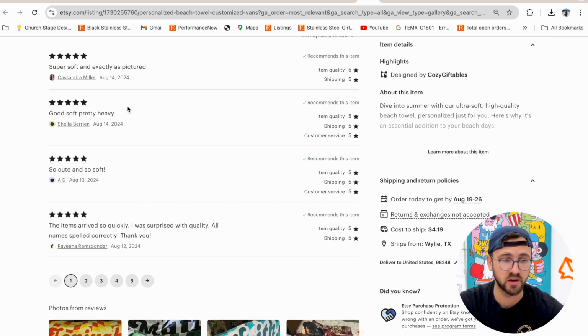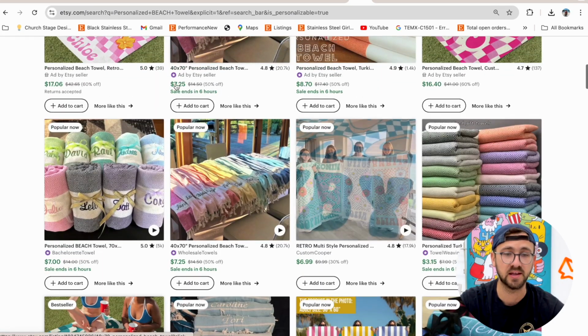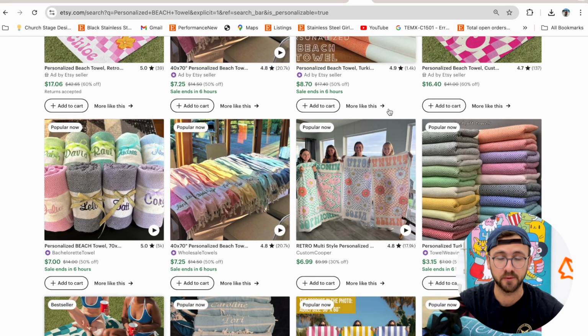Most recent, sure enough, same thing, 14, 14, 13. So this is great. What this tells me is that a lot of these people are winning. So if I'm going to be doing personalized beach towels, I know that I will have a higher chance to enter the market. And I also know that I'm going to format it for bridal party gifts.